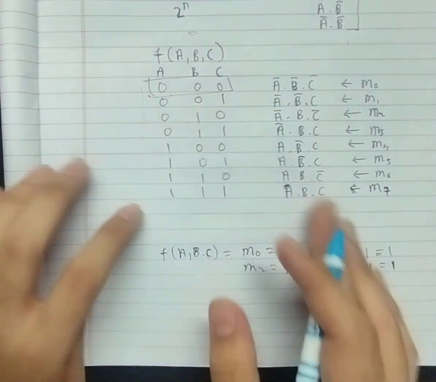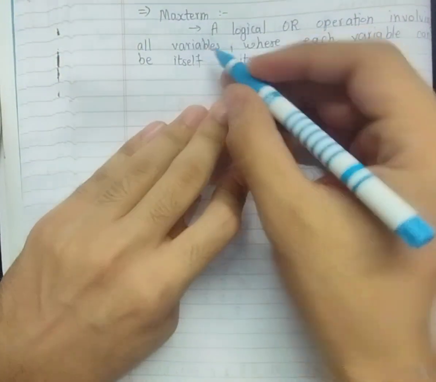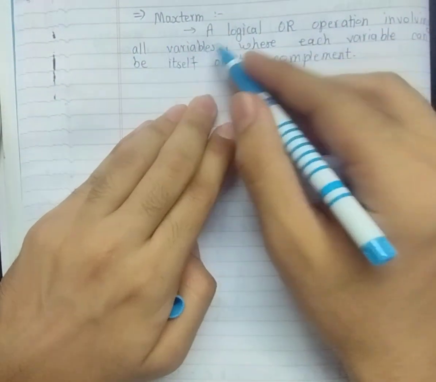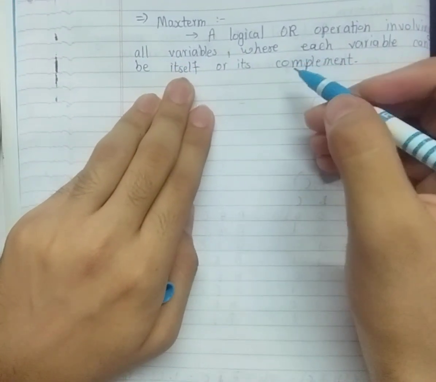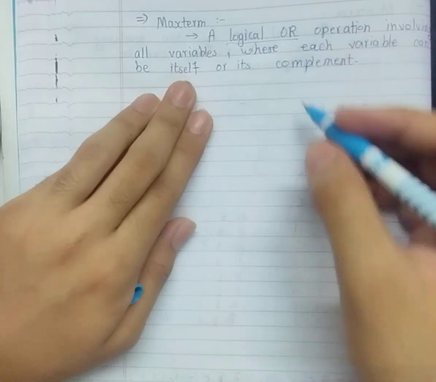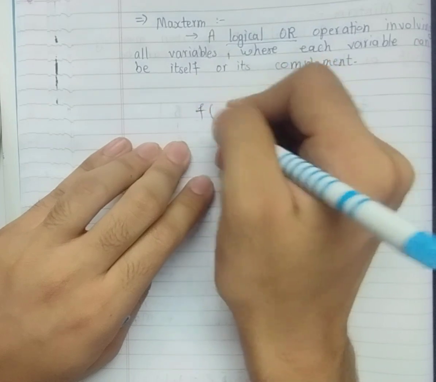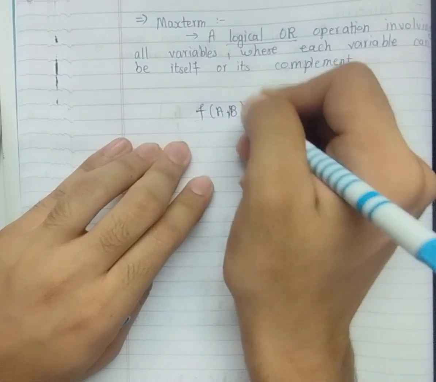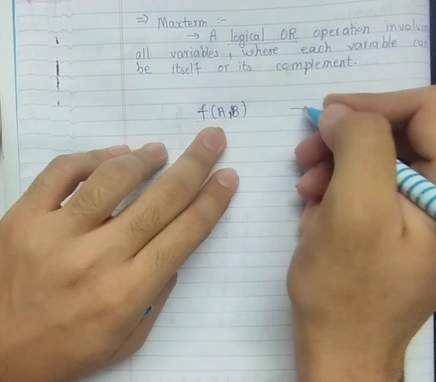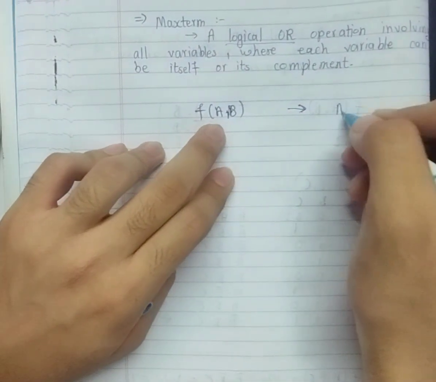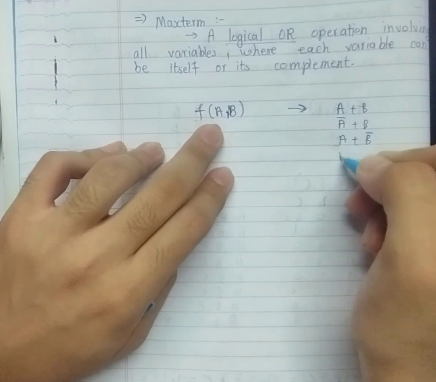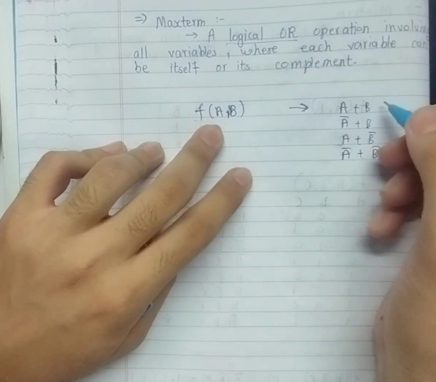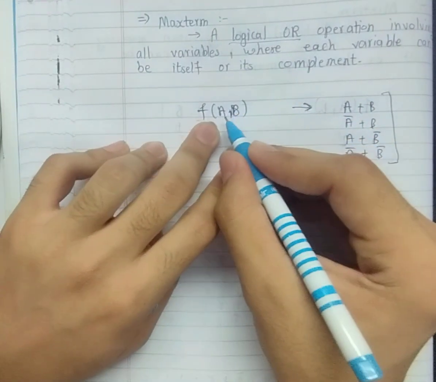Now we will move on to the max term. So here a max term is a logical OR operation involving all the variables where each variable can be itself or its complement. It is the same as the minterm, just the difference is it is the logical OR operation. Again we will take an example of f of a comma b. This is a two variable boolean function. So the max terms of this function will be a plus b, a complement plus b, a plus b complement, and a complement plus b complement. These all four are the max terms of this boolean function.